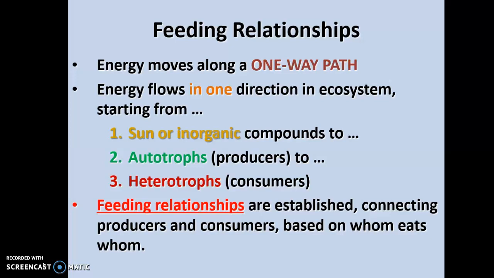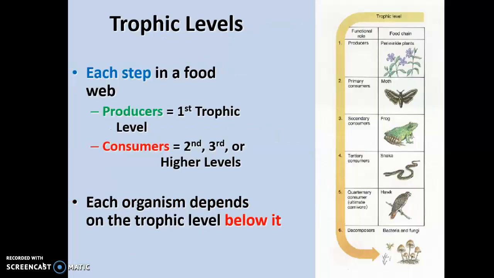Okay. All right. So feeding relationships are established, connecting producers and consumers based on who eats whom. The first way we look at the feeding relationships is by looking at their different trophic levels. So these are the different trophic levels. Producers, trophic level 1. Primary consumers, trophic level 2. Secondary consumers, like a frog, trophic level 3. Fourth level for your trophic level, that would be tertiary consumers. Fifth level, quaternary consumers, like the hawk. Okay, so on and so forth.